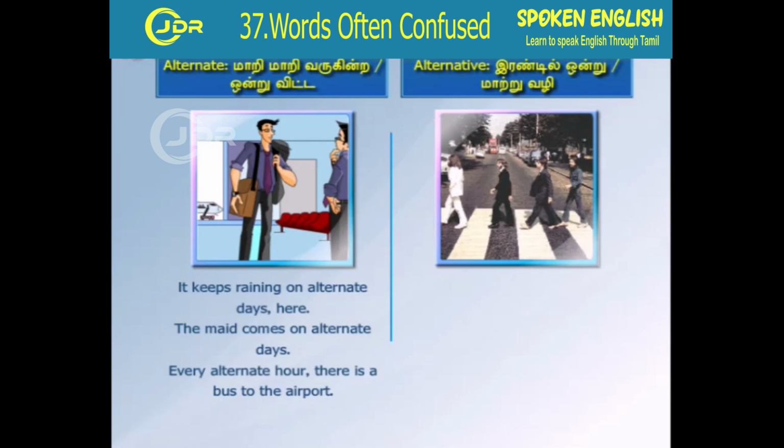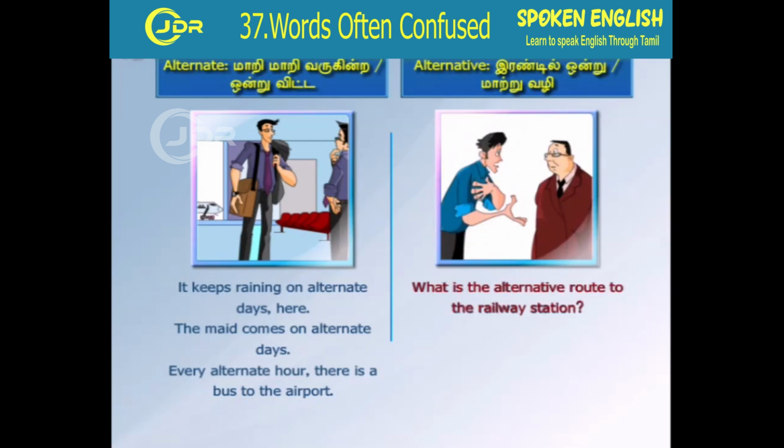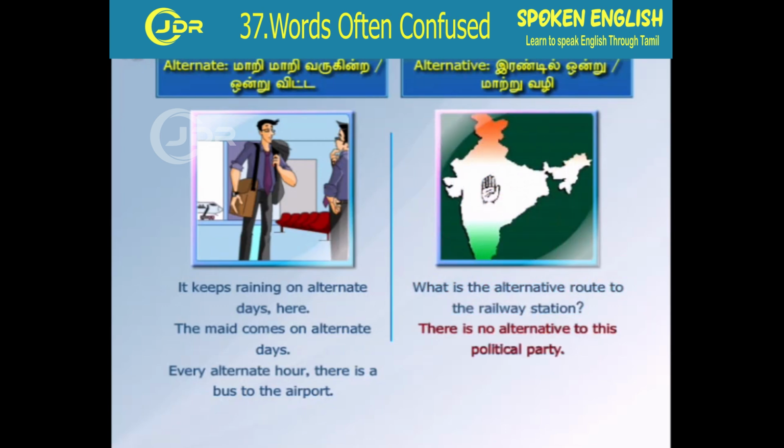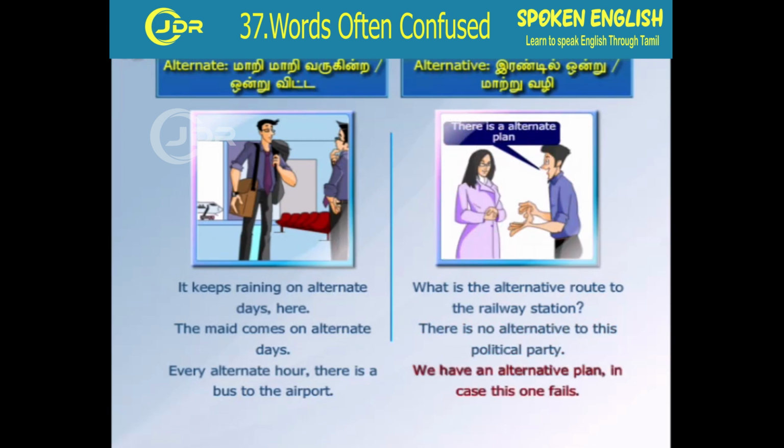Alternative, இரண்டில் ஒன்று. மாற்று வழி. What is the alternative route to the railway station? There is no alternative to this political party. We have an alternative plan in case this one fails.